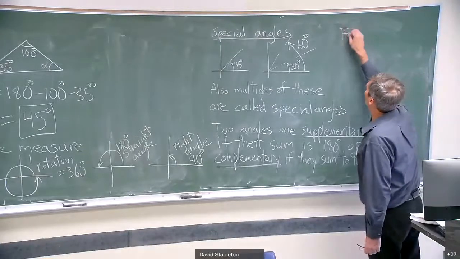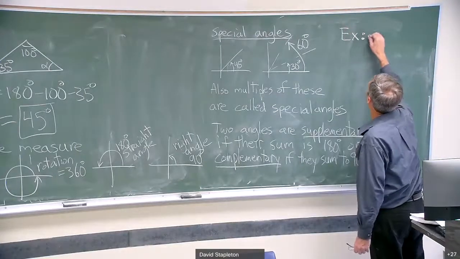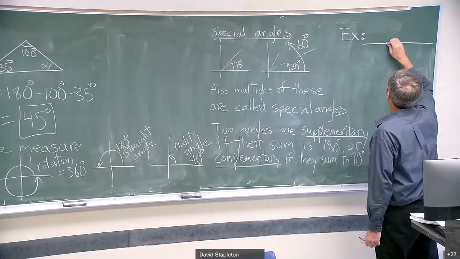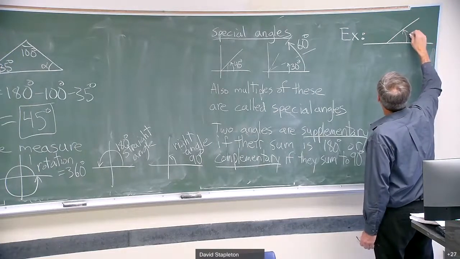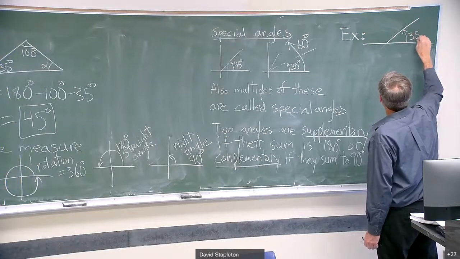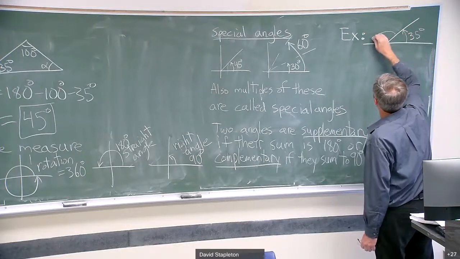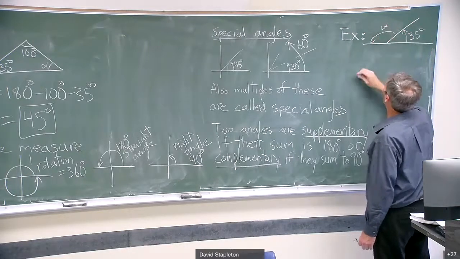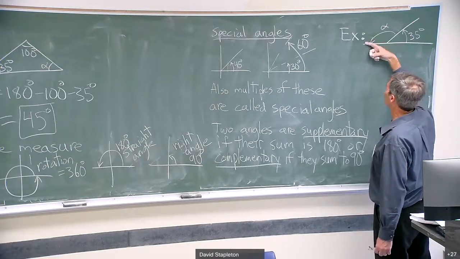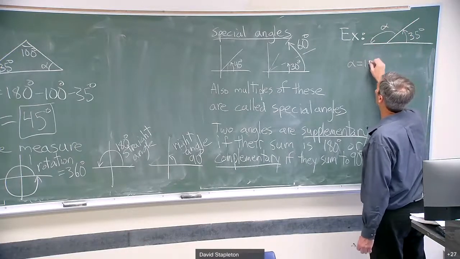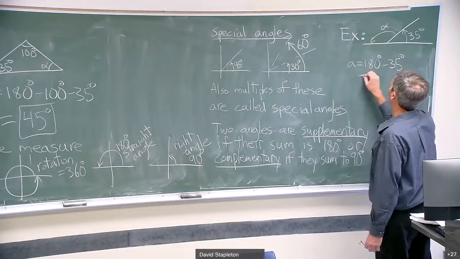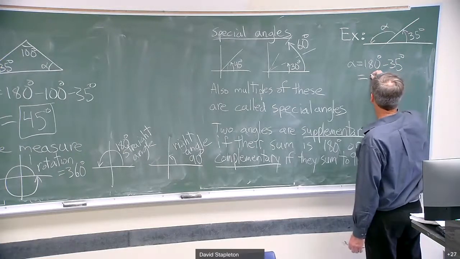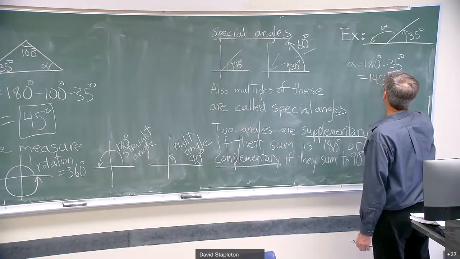For instance, this one, I have a straight line and I cut it. Maybe this is 35 degrees. I might say, what's the supplementary angle? Alpha. Well, since they add up to a straight angle, we simply say alpha is 180 minus 35 degrees. Gives me 145 degrees.